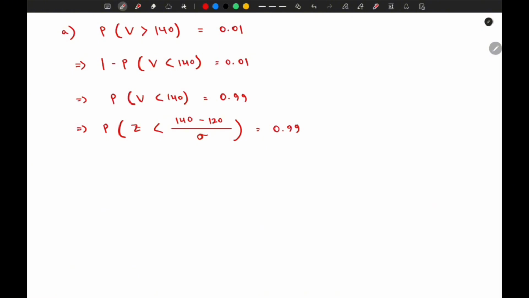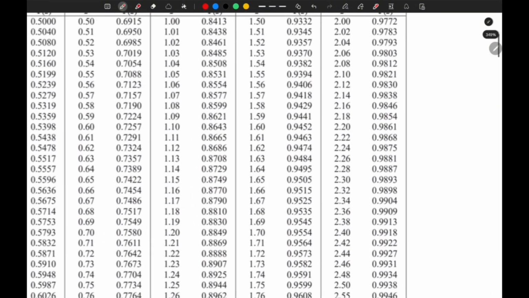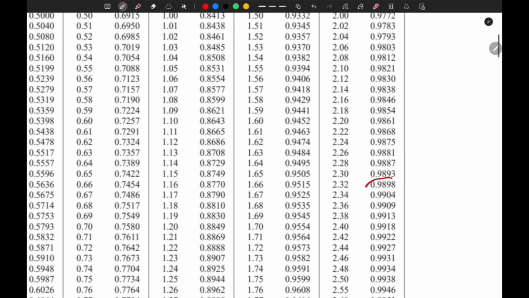Now we just need to find the value of Z from the statistical table. So we need to go back to the statistical table. From the statistical table, when the value of phi Z is 0.99, we can find the value of Z. We do not have an exact value for 0.99, but we do have a very close value, which is 0.9898.